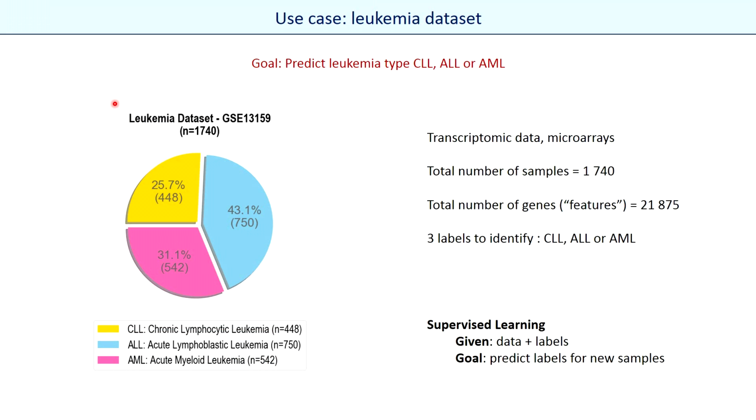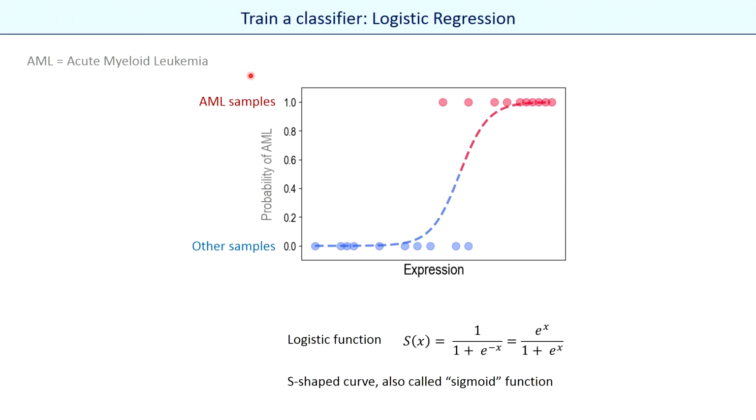Let's return now to the example of leukemia dataset and let's train some classifiers for leukemia type prediction. The first classifier that I would like to show you is a logistic regression. The classical logistic regression is designed to classify samples between two groups only, but we can easily extend the method for several groups. How does it work?